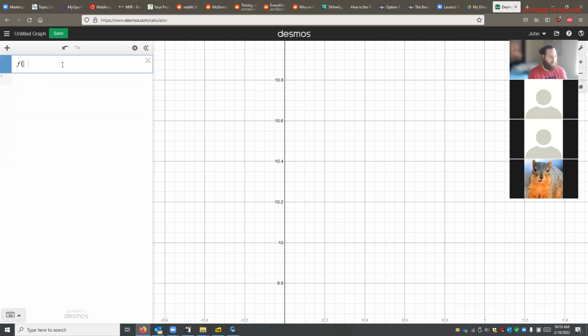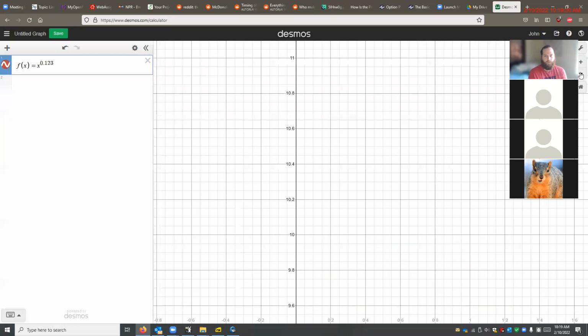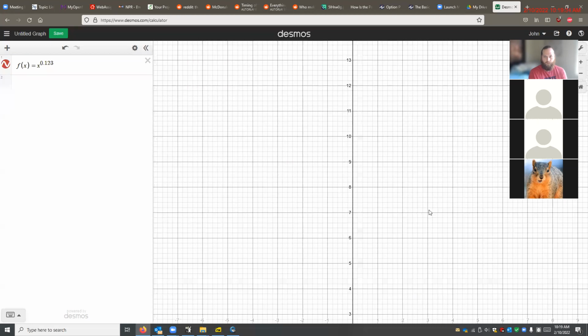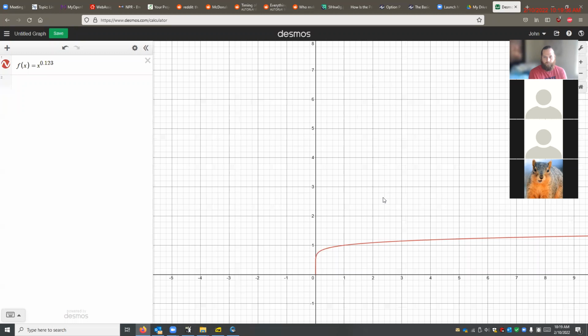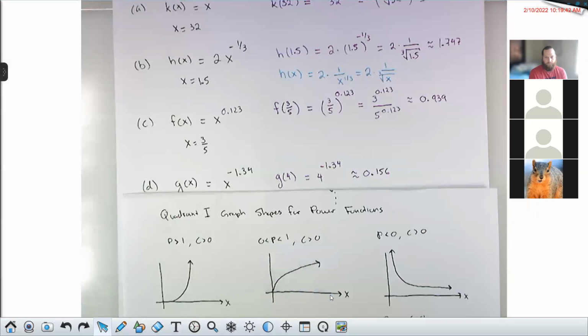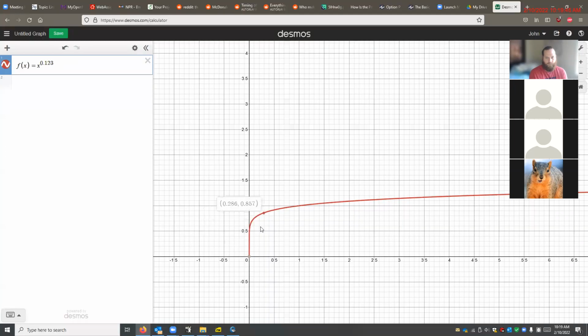What do we call this? F of x. So I type x and then shift 6 to get into the power, 0.123. And so now come down. There it is. Right, and we do see that root shape. It's just very exaggerated in here.